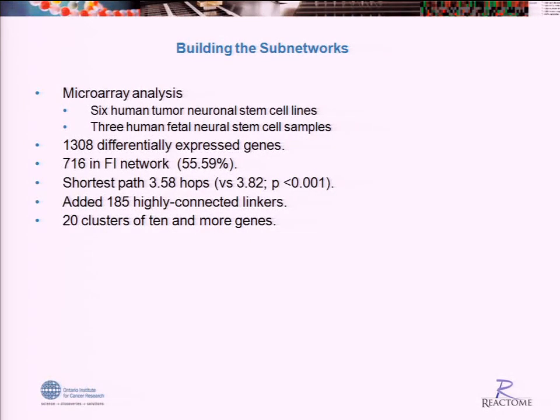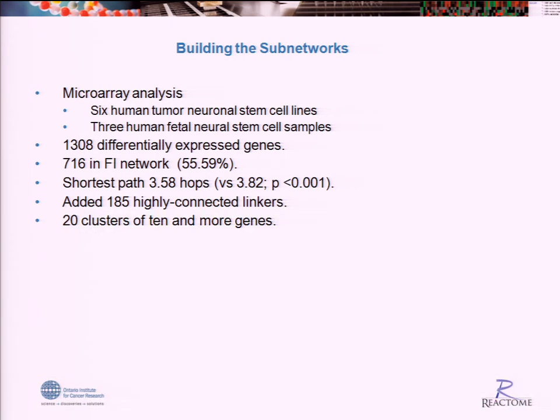So what we did is, Dirk's group performed the analysis of tumor stem cell lines and fetal neural stem cell lines. They got a large list, over 1,000 expressed genes, and we started looking at this set. It was a year ago, so we're reanalyzing this set now.